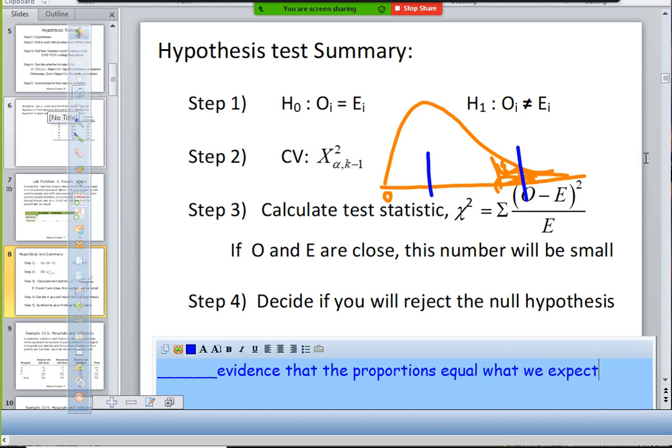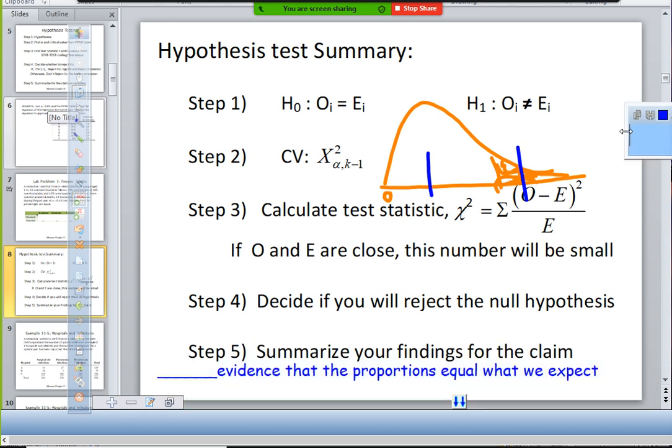So that's kind of the basic generic one that should match for anything. If you have enough evidence, the proportions equal what you expect. So the percentages equal what you expect, proportions. So that's just as good. So either you have enough evidence or you do not have enough evidence. So the proportions equal what we expect. That's it. Straightforward, super simple, not hard.